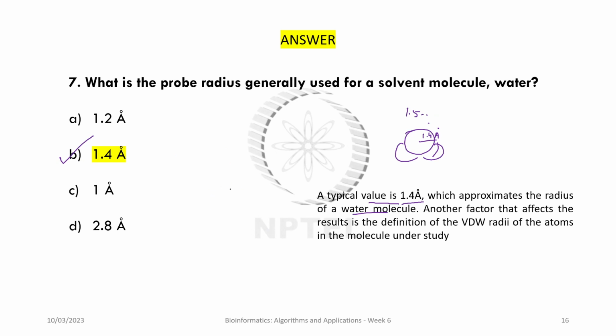So the radius that you use for the probe determines what is the accessible surface area that you get in the end. So smaller the molecule, smaller the radius, more area that it is going to roll over, and greater is the accessible surface area that you are going to calculate for the protein surface as such.